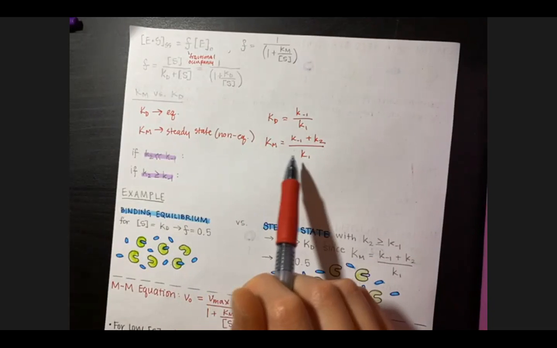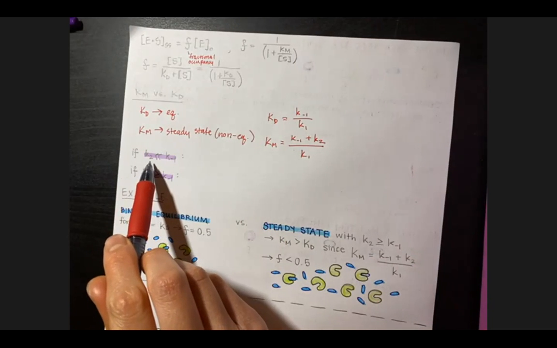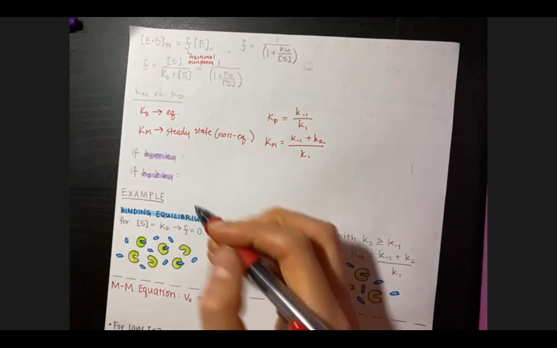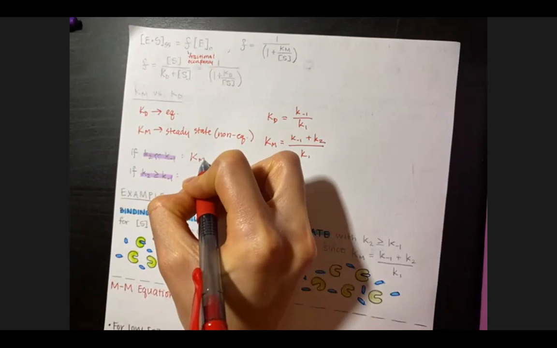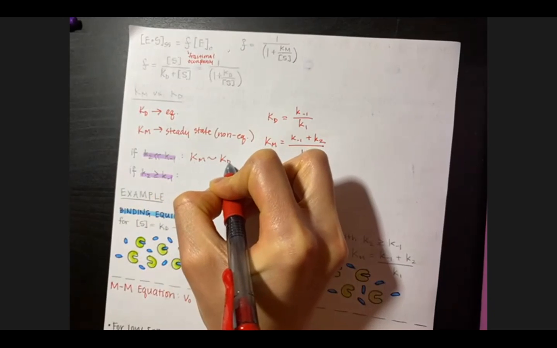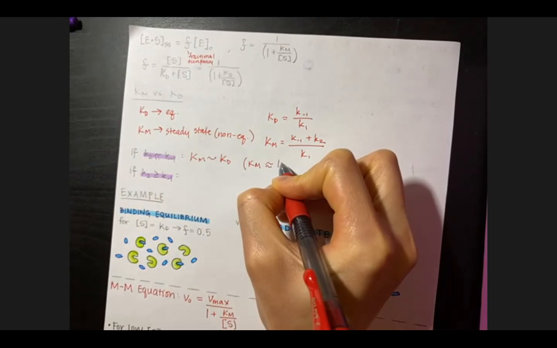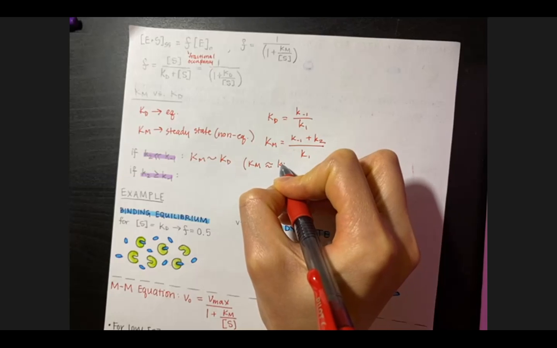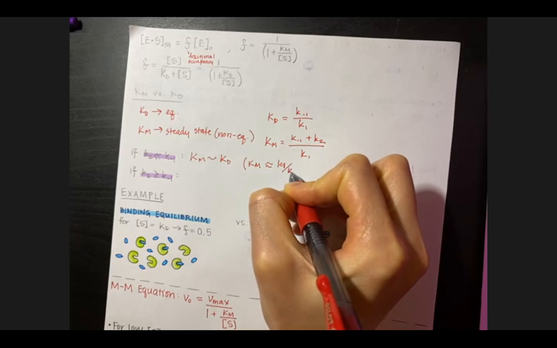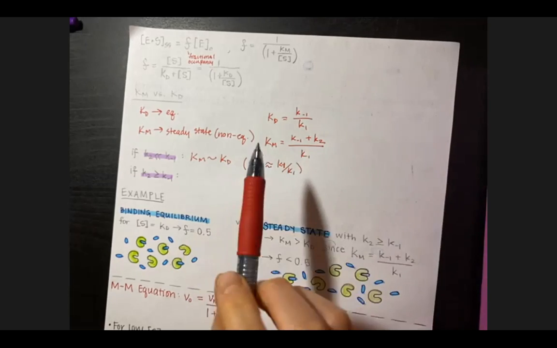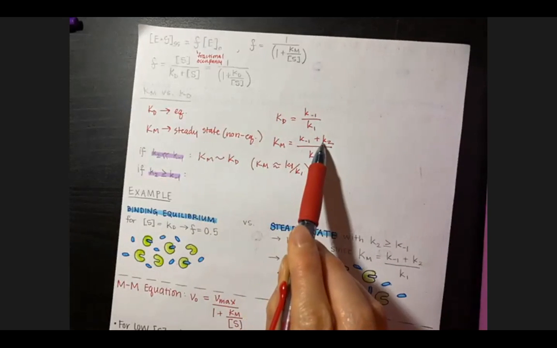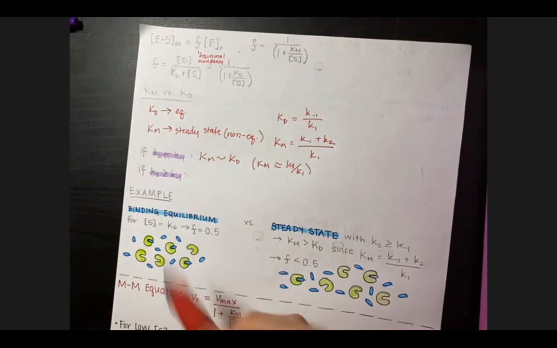So that's how they're different. And if k2 is much less than k-1, then Km is going to be approximately equal to Kd, right? Because then Km will be like this because this term will go away if it's very small.